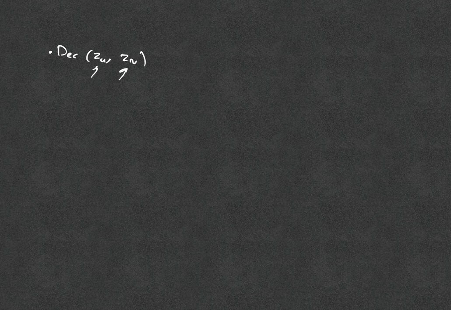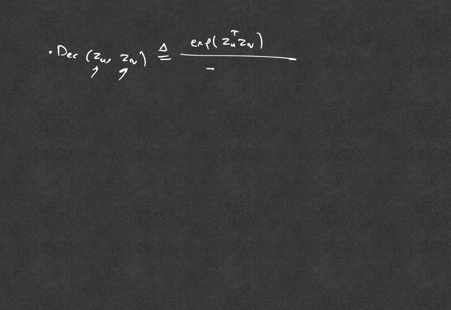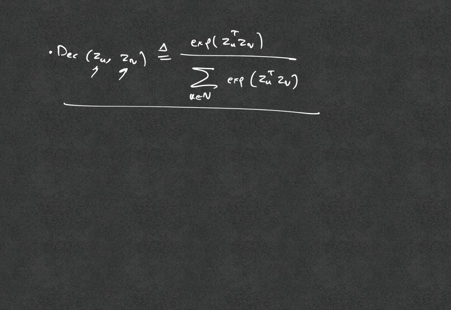Now, here's how you train something like that. First, you define the decoder. So let's go over the decoder again. You have two representations, of course. You're going to feed them to the decoder, and it is going to be defined as you take Z_U, Z_V, and you compute the inner product of them. And you do this softmax approach. And this gives you the decoder value.